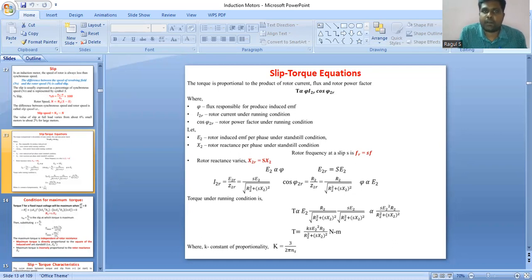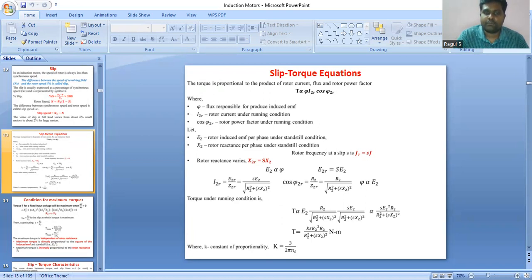What is the condition? How can we achieve the maximum torque in an induction motor? When we need maximum torque, the rotor resistance is equal to slip into rotor reactance. We already know what is meant by X2. In this condition, the maximum torque will be achieved. Slip is the ratio of secondary resistance to secondary reactance. Suppose both values are equal, the slip is 1. We can clearly understand this.